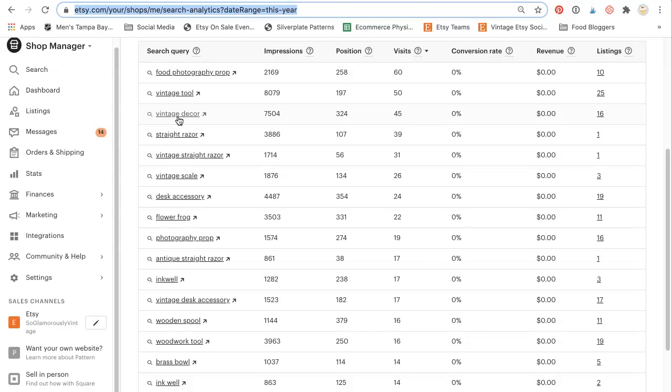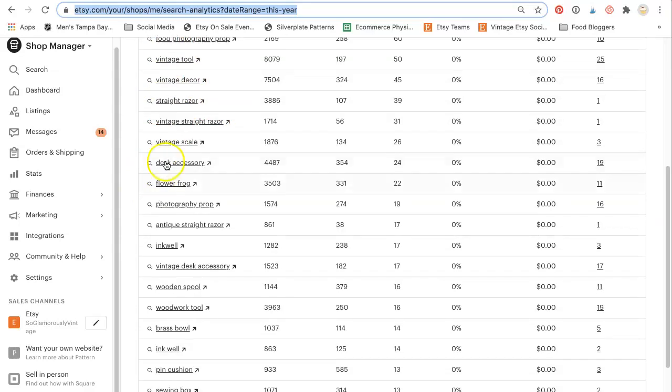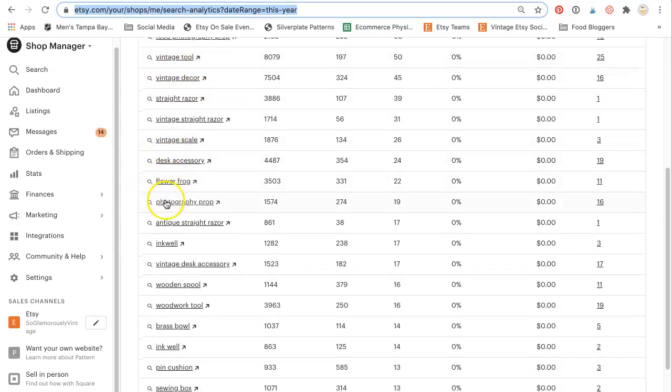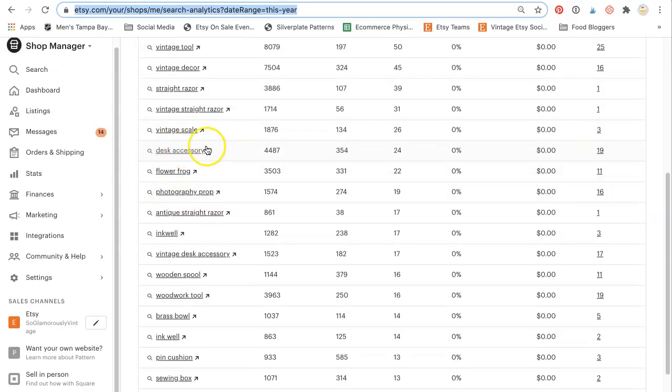It was cheaper for her to buy side tables or end tables. They were more available, and she could ship them so much more affordably and easily. It really opened her eyes by looking at her stuff. So, straight razor, I know those do really good. Vintage straight razor, scales, desk accessories. So, that's one that could really help me. I do put that, and I have 19 listings that have that in the query.